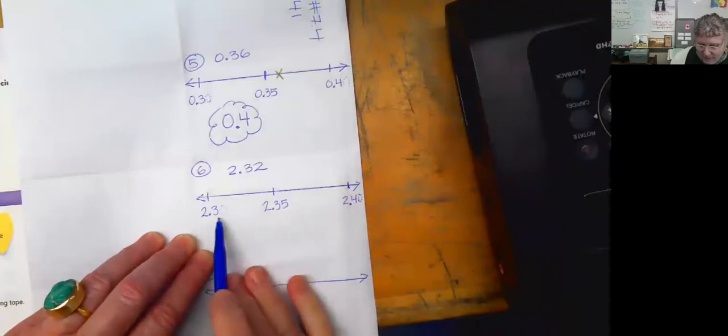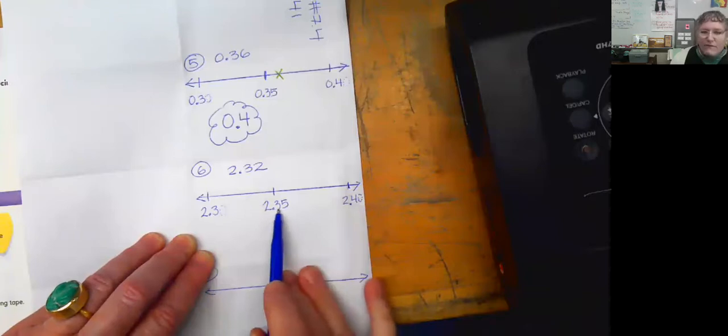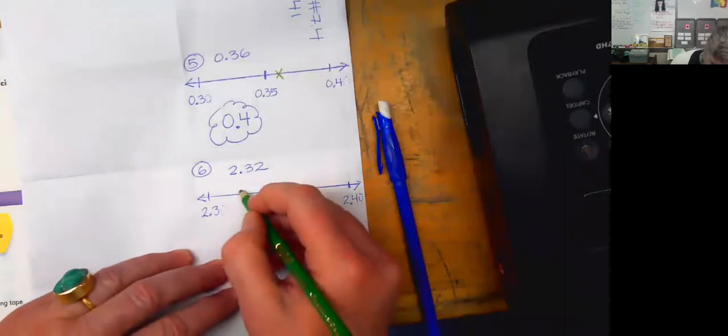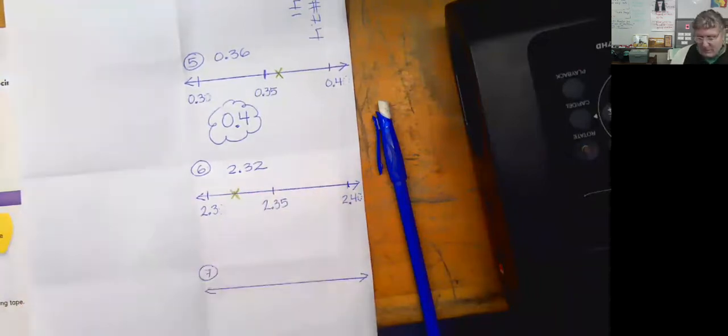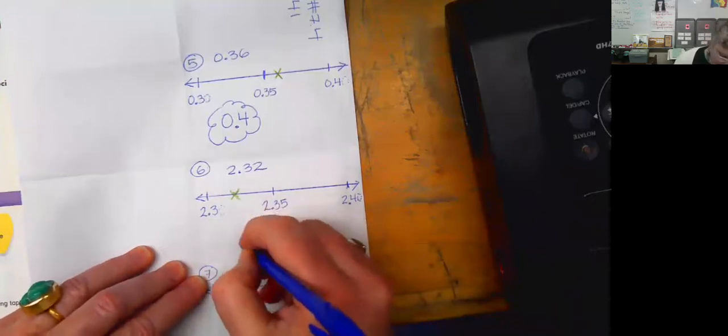Because if I put my 0 here, this is 30, this is 40, and 35 is the halfway point. So 2 and 32 hundredths would be right about here, right? So I know it's going to be closer to 2.3 or 2 and 3/10.